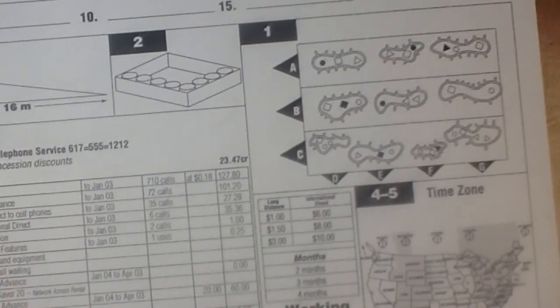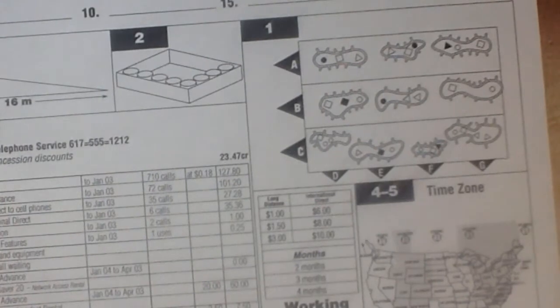Number 3. The diagram represents a triangle with a base of 16 meters and a height of 3 meters. What would its area be in square meters?